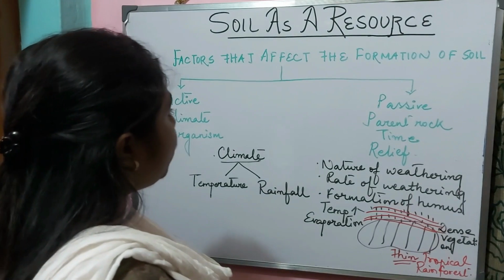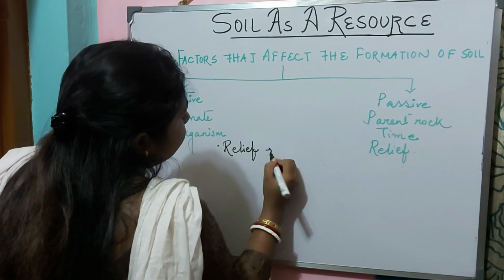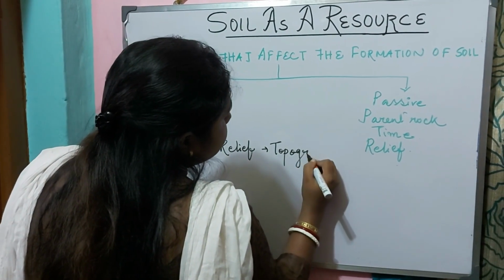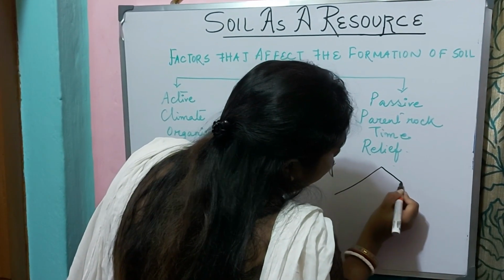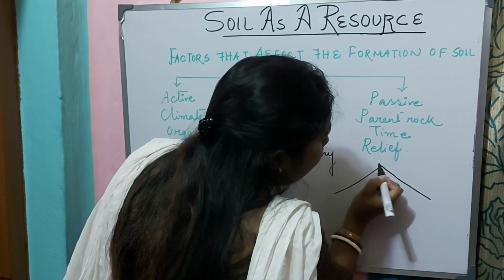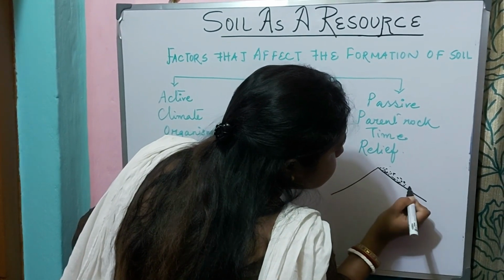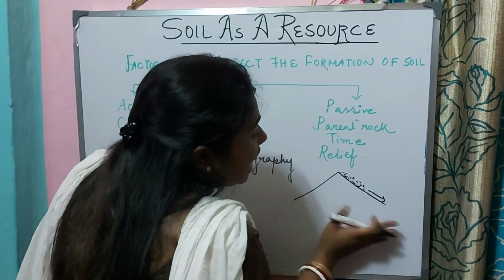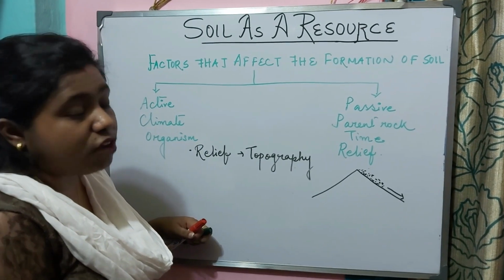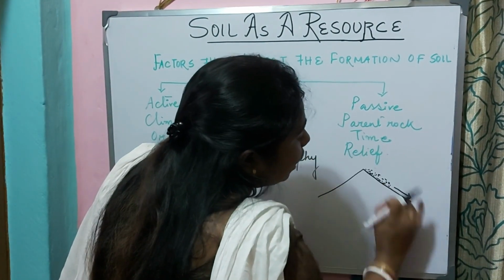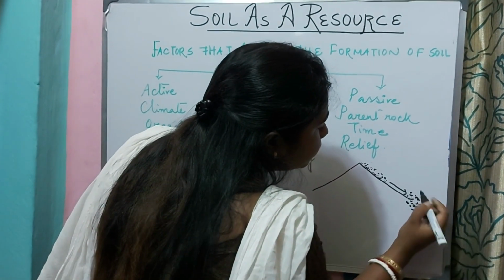Now let us move ahead with the next factor, relief. Relief means topography. Now, this is steep slope. That means a mountainous region, the steep slopes. What will happen? The soil will seep down. That means the soil will get eroded faster as it will be raining, or due to the heating of the sun. We will see that the soil will get eroded faster and the soil will get deposited at the foothills.